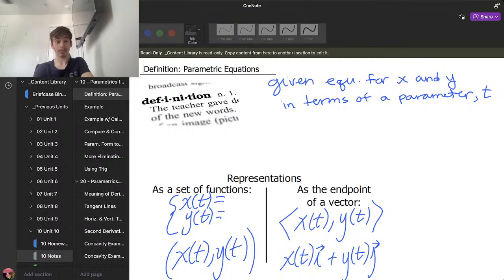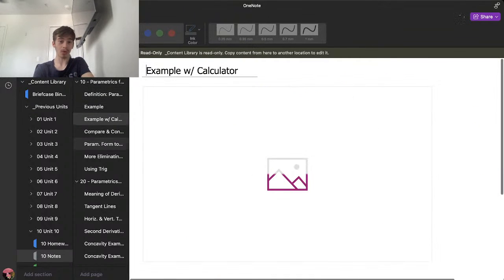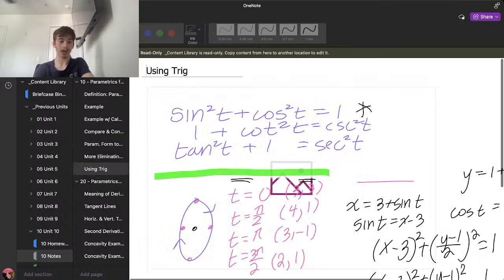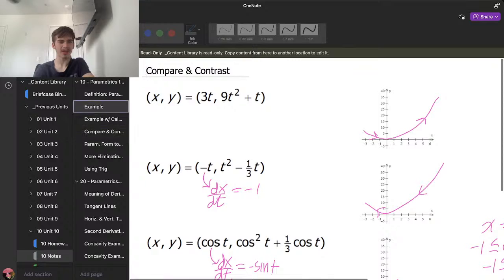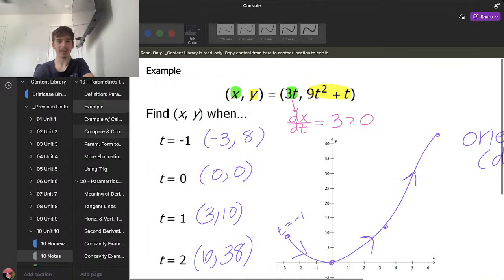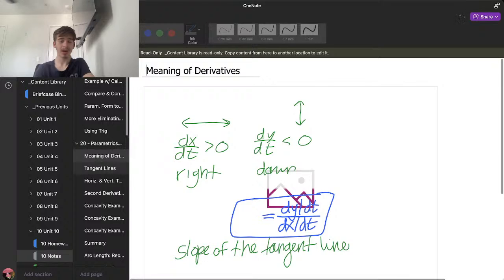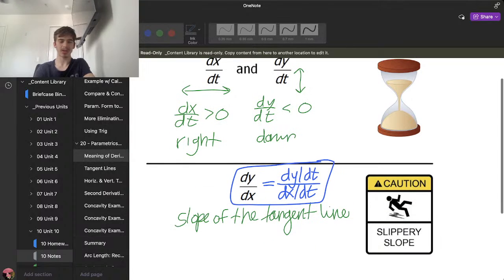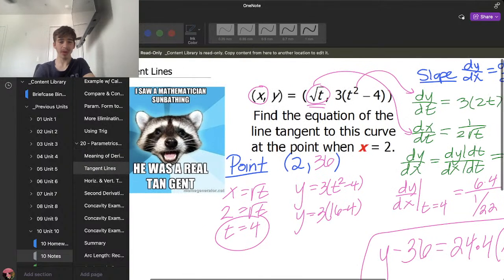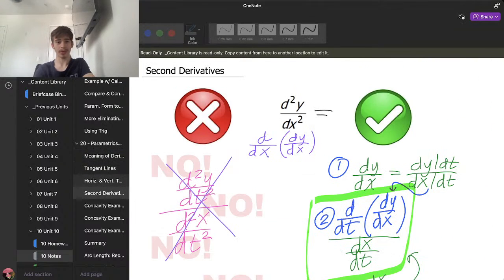Given equations of x and y, parametric, kind of easy. Literally, if you took pre-calc, you know all of this. Parametric has direction, right? Eliminate the parameter, you lose your direction. Derivatives: dx/dt greater than 0 goes right. dy/dt less than 0 goes down. Easy peasy. dy/dx is dy/dt over dx/dt, slope of the tangent line of the parametric. You guys know all of this.